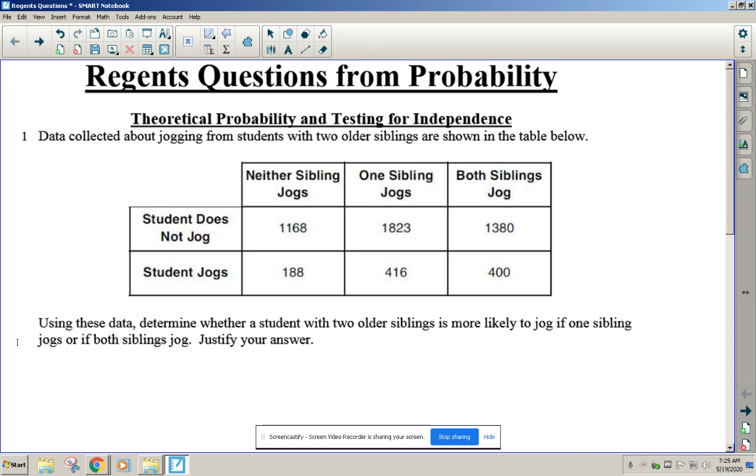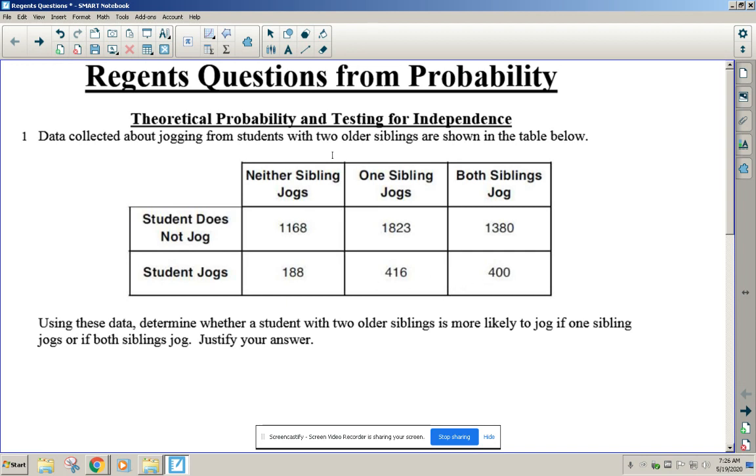All right. Let's take a look at number one. This one was from the June 2017 Regents exam. Data collected about jogging from students with two older siblings are shown in the table below. So here's the two-way table. Now we're talking about students who jog and students who do not jog. So if you don't jog and you have siblings that don't jog, and you have only one sibling that jogs, or both your siblings jog. And again, for people who do jog, and then again, going across the board.